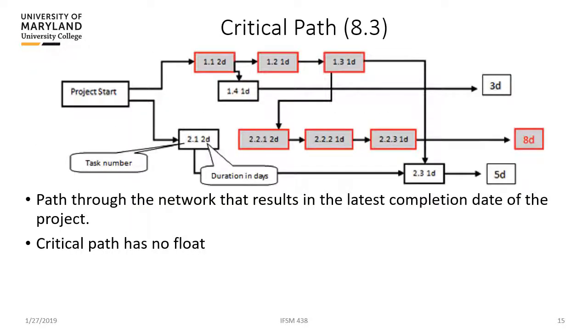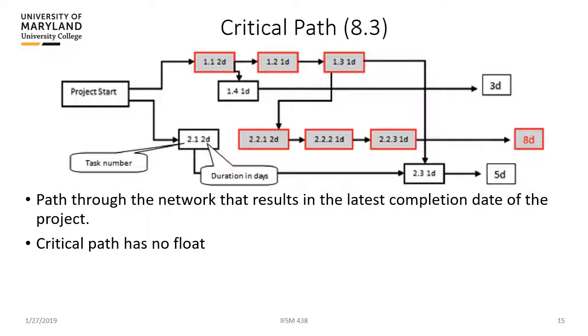We used this diagram before. The critical path is highlighted in red. That is the sequence of activities that takes the longest amount of time to occur. That is the longest path through the project, and that is the latest completion date of our project. So you can see the sequence there, 1.1 to 1.2 to 1.3 to 2.2.1 and so on, all the way to the end in red. The longest path will take us 8 days. That is our critical path.